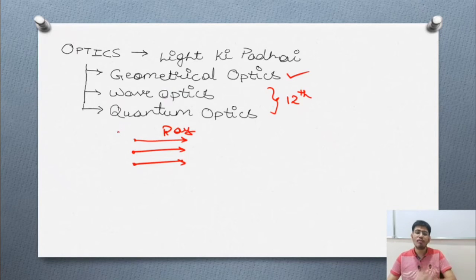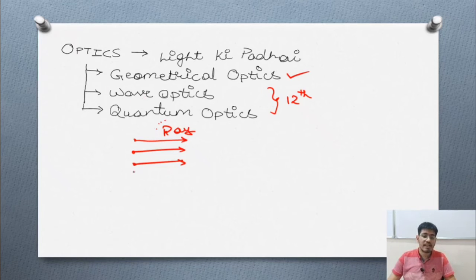But I will be briefing you about what is wave optics and what is quantum optics. I will tell you about this in my further slides. But what is geometrical optics? It is the branch of physics in which we consider the path of light as traveling like a ray, and that too a straight line. If we are just dealing with this kind of behavior, that comes under geometrical optics.